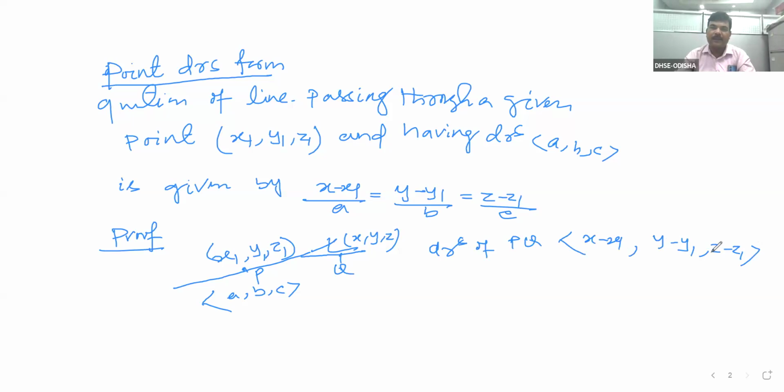In the introduction of three-dimensional geometry, a line can have many sets of DRS, and two sets of DRS of a line are proportional to each other. So x minus x1, y minus y1, z minus z1, and a, b, c are two sets of DRS of the line. Thus, (x minus x1) upon a equals (y minus y1) upon b equals (z minus z1) upon c.